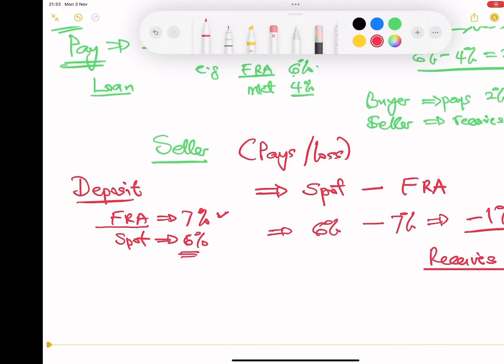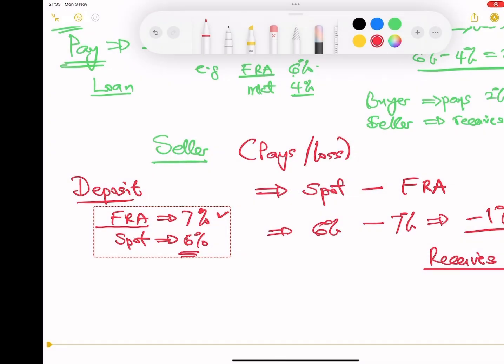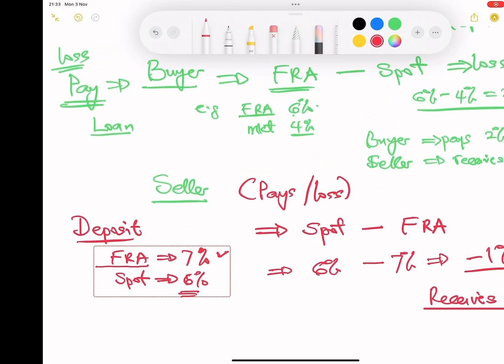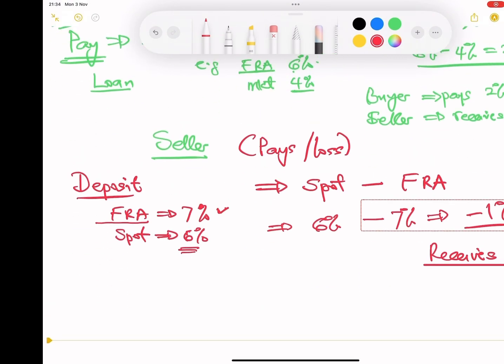So please take note, because I don't want these negative signs to start confusing you. Just note that that is the formula. All you need to do is to just know one formula. You don't need to start confusing yourself. Once you know that the buyer is FRA minus spot, then the seller is spot minus FRA. Then you know that whatever happens to the buyer, the opposite happens to the seller.